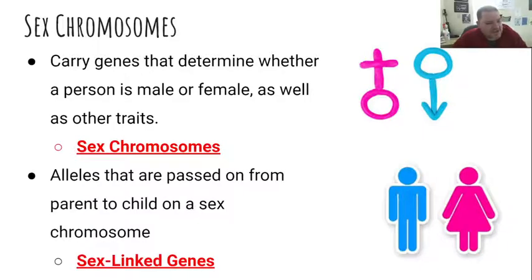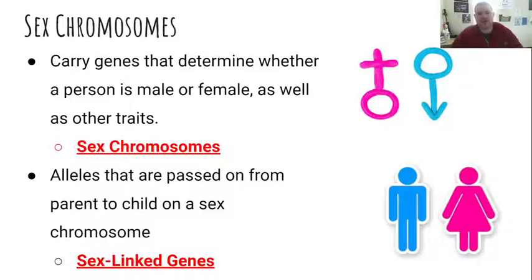The traits that are passed specifically on these sex chromosomes are what are called sex-linked genes. There's a couple of them that we'll end up looking at, on what we call the X and the Y chromosomes. You may remember that from our dragon activity from earlier this week, where we dealt with X's and Y's to determine whether you are male or female. But the sex-linked genes are on one of those chromosomes, specifically the X chromosome.